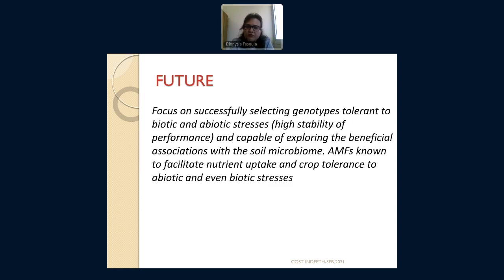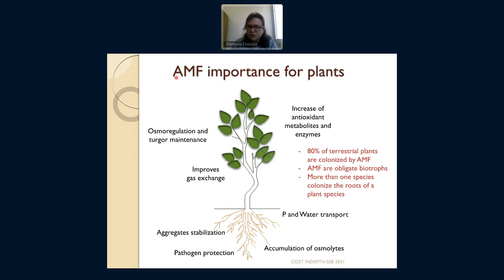In the future, and we are already dealing with this, the focus is on successfully selecting genotypes tolerant to biotic and abiotic stresses with high stability of performance and capable of exploiting the beneficial associations with the soil microbiome. The AMFs are known to facilitate nutrient uptake and crop tolerance to abiotic and even biotic stresses. And this is a graph to depict AMF importance for plants and the different physiological and biochemical functions they are helping with.